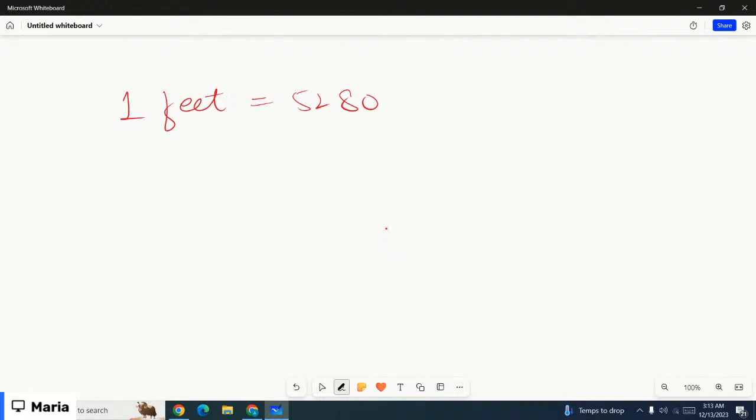1 foot equal... no, 1 mile equals 5,280 feet, sorry. Okay, 1 mile equals 5,280 feet, right? That is a very basic unit. You can know them now.